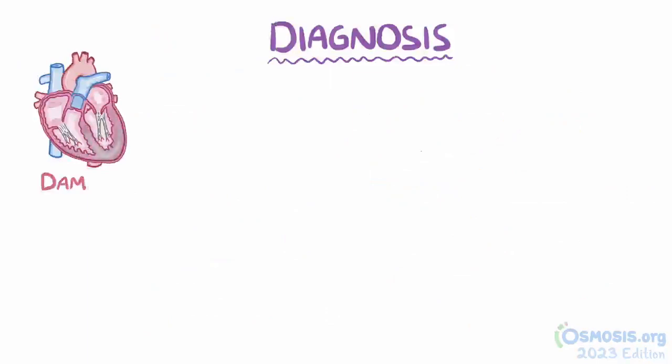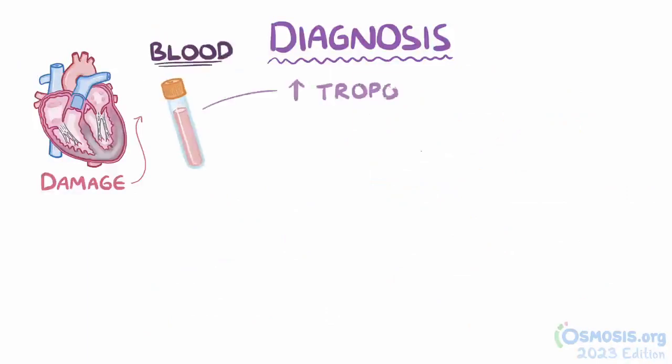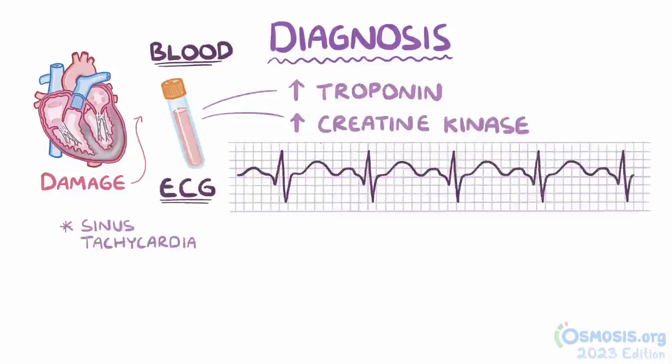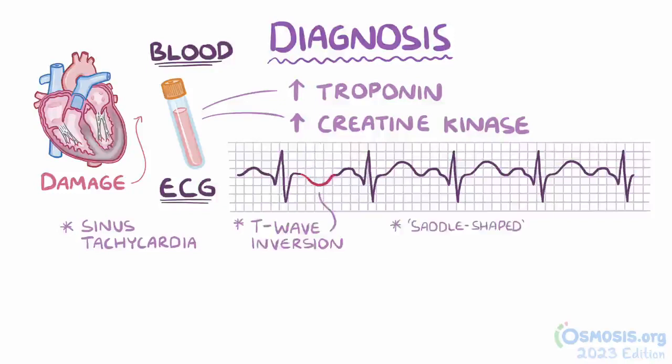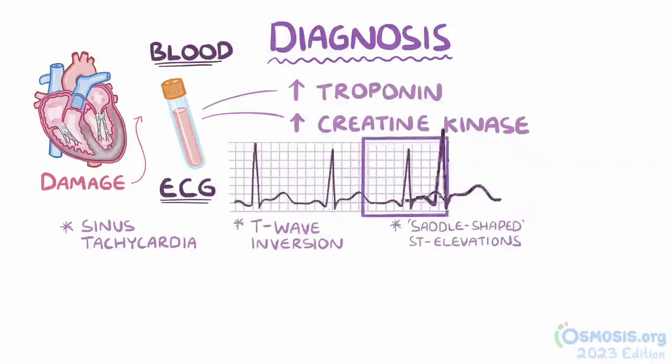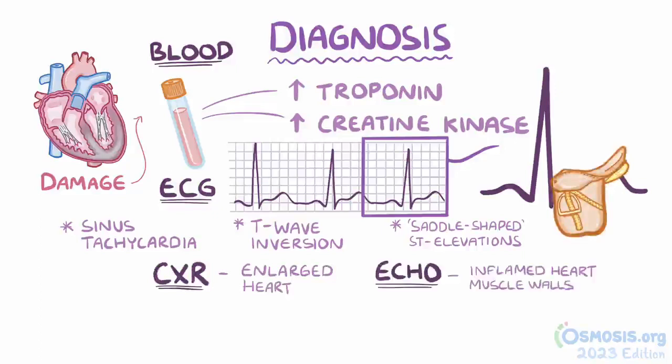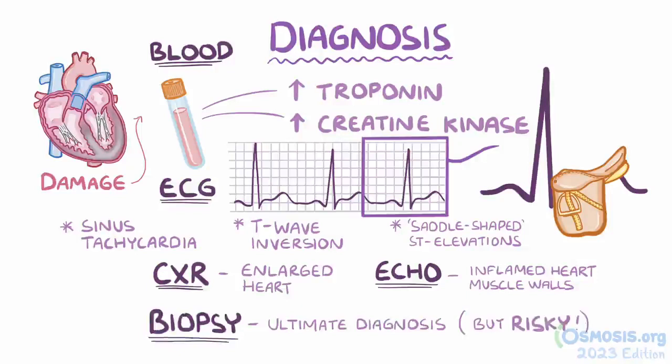Individuals with myocarditis suffer heart muscle damage, which causes troponin and creatine kinase levels to rise on blood tests. An electrocardiogram can show sinus tachycardia, a fast heart rate, as well as T-wave inversions and saddle-shaped ST segment elevations, because it looks a bit like a horse saddle. In addition, a chest X-ray might show an enlarged heart, while echography might show inflamed heart muscle walls. Ultimately, the diagnosis is based on a biopsy of the cardiac muscle, but doing that procedure comes with some risk, so it's not always done.